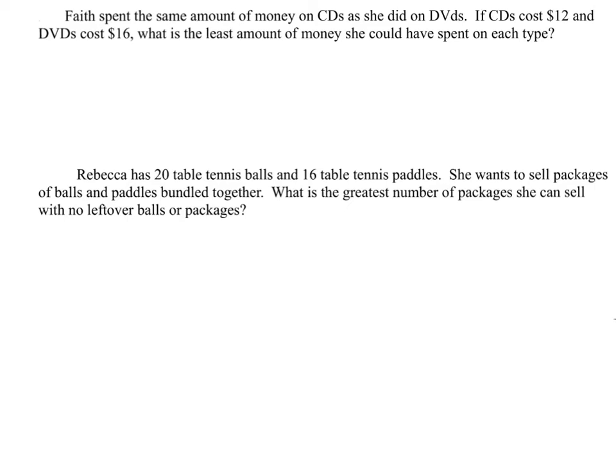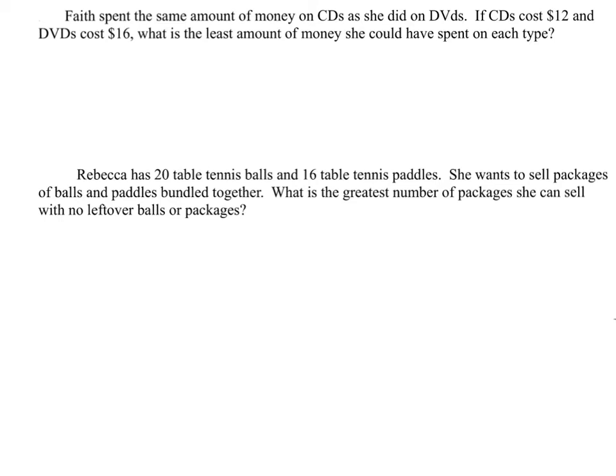First one says Faith spent the same amount of money on CDs as she did on DVDs. So there's our key. They have to have an equal amount. It said CDs cost $12 and DVDs cost $16. What's the least amount of money she could have spent on each type of disc? So here, I can't buy part of a disc, so my price is not going to get smaller, meaning I don't want to find factors of my number. That means instead I want to find multiples. So think of it as maybe I buy 4 CDs and 3 DVDs, something where the numbers are going to match up for me.